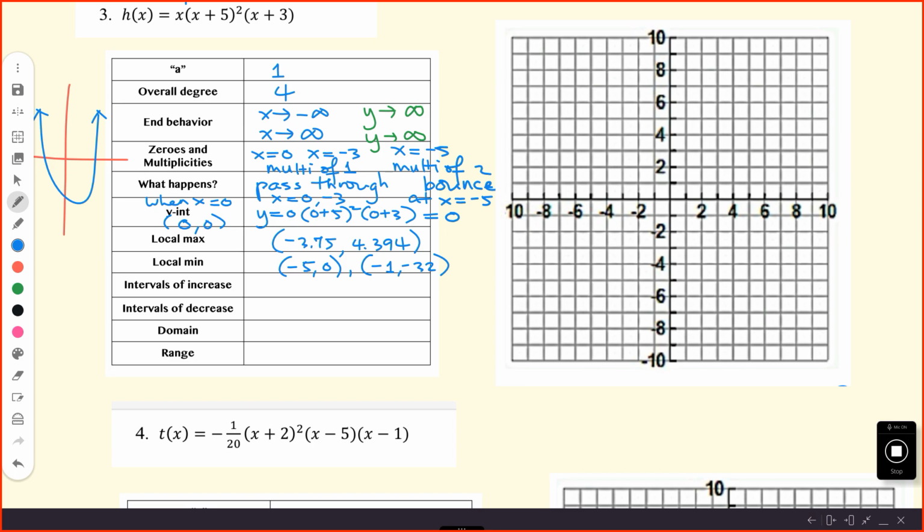Oh, you wrote it. Okay. Yeah, I accidentally did it. What's the local max again? Just look at the graph where the graph turns, right? It's just a turning point. Negative 32. What's your question? You have a question? No.